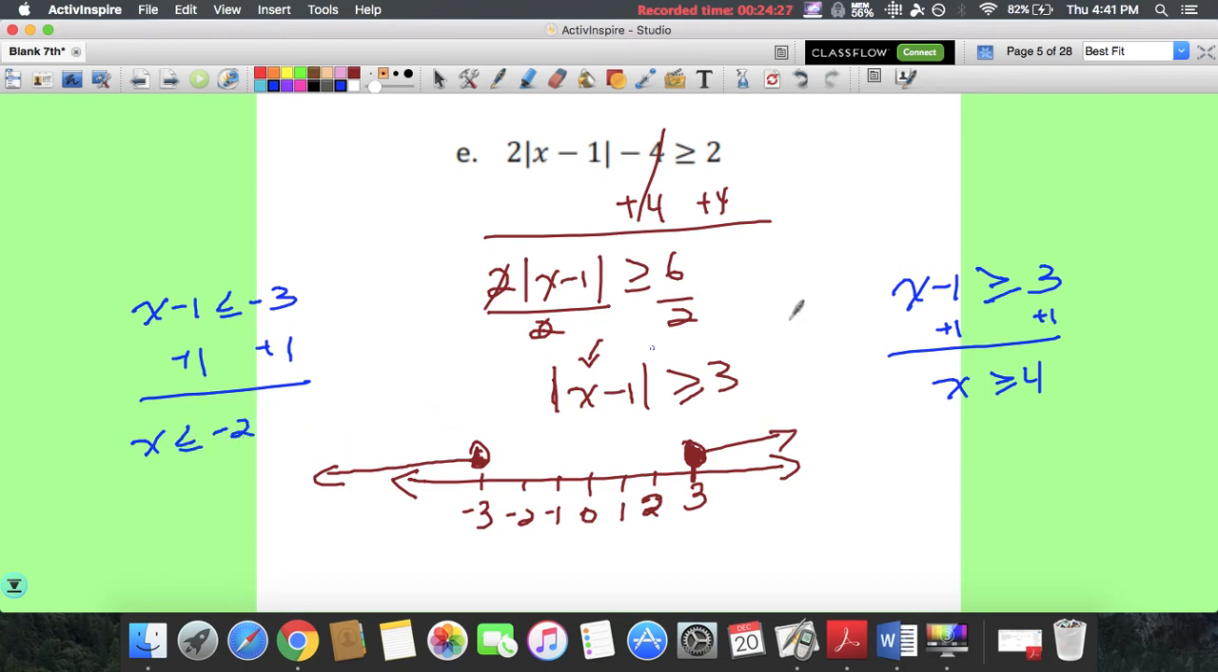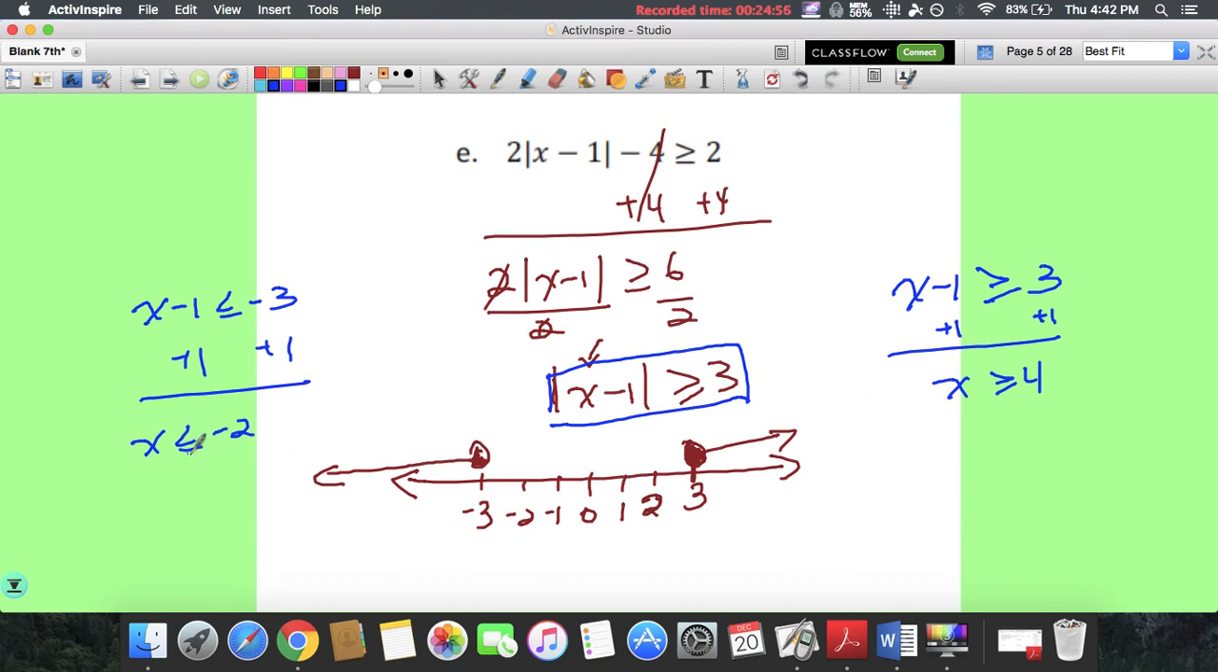Now, if you want to check, you can check. This is telling me that if I pick a value for x that's 4 or greater, I will make this true. Well, let's pick 4. 4 minus 1 is 3, and 3 is greater or equal to 3. True. Let's pick 5. 5 minus 1 is 4. 4 is definitely greater or equal to 3. So you can see any value above or equal to 4, when I substitute here, will make it true.